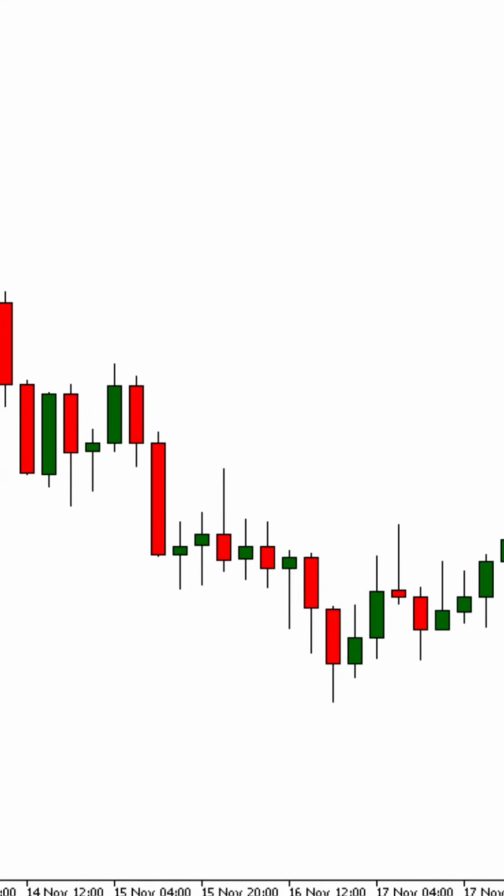And in between this is a fair value gap. You can see it's a fair value gap because price actually came back to fill it up before moving.